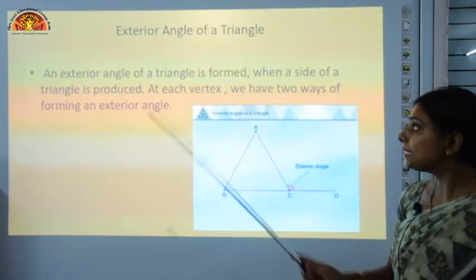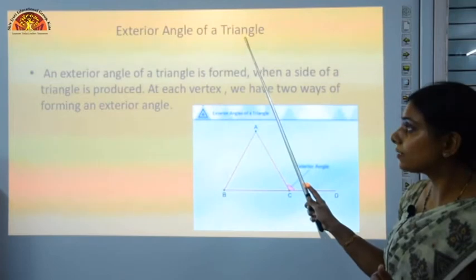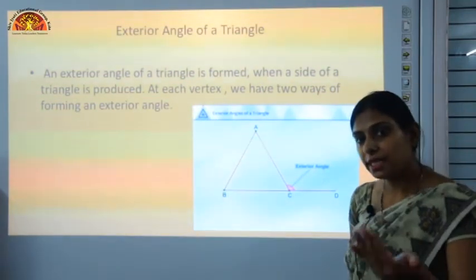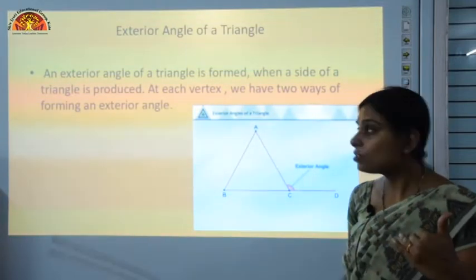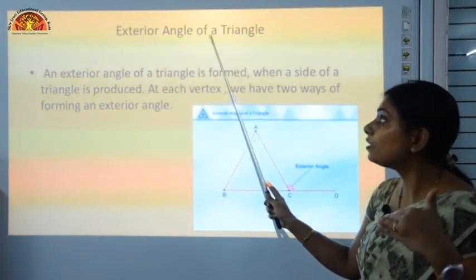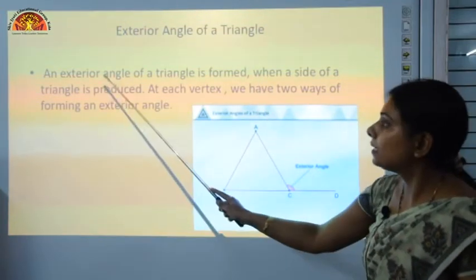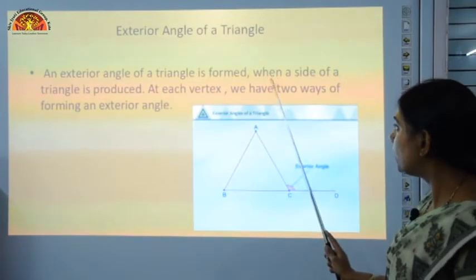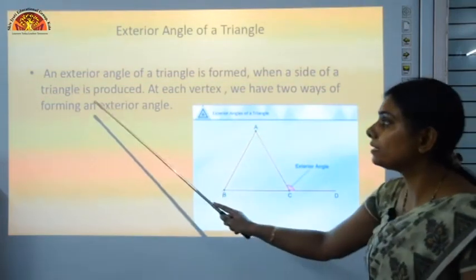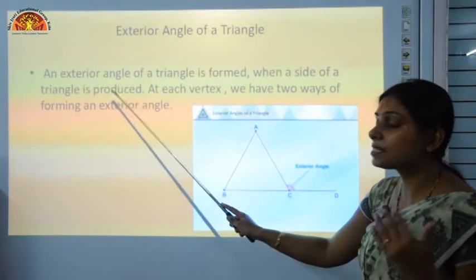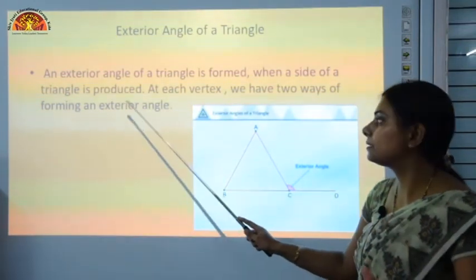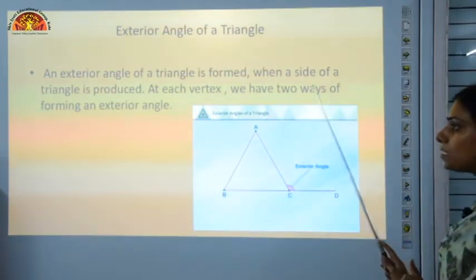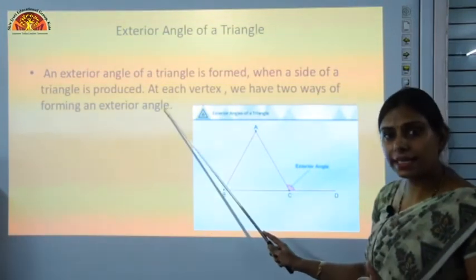Now, exterior angle of a triangle. As the word specifies, exterior means outside and interior means inside. So, what is the exterior angle of a triangle? An exterior angle of a triangle is formed when a side of a triangle is produced. Means when the side of the triangle is extended. At each vertex we have two ways of forming an exterior angle.